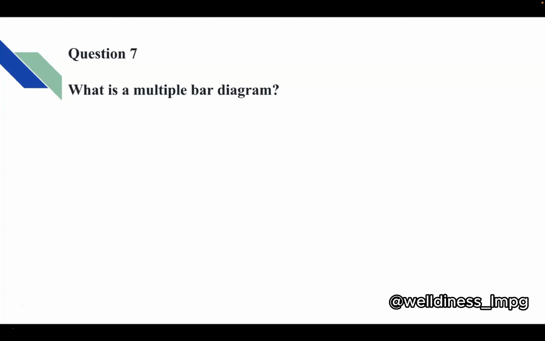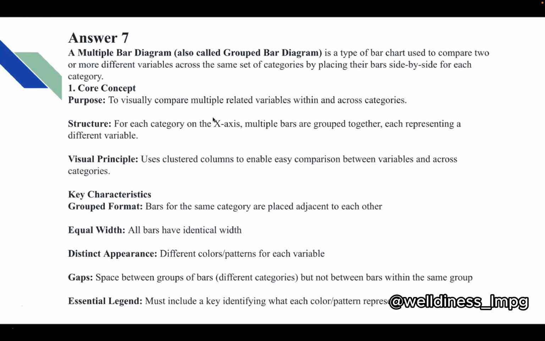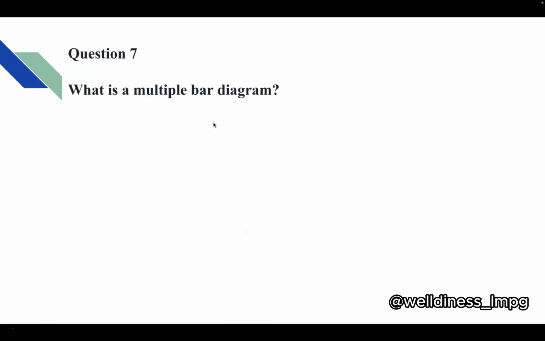It represents at least two variables. It represents two or more variables or is used to show two or more components. Okay, so a multiple bar diagram represents two or more. Yes? You are saying something? One lady was saying something now. Yes, sir. It is used to represent two or more variables or components.